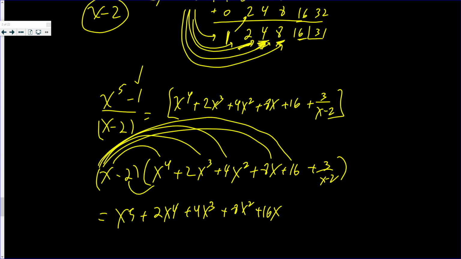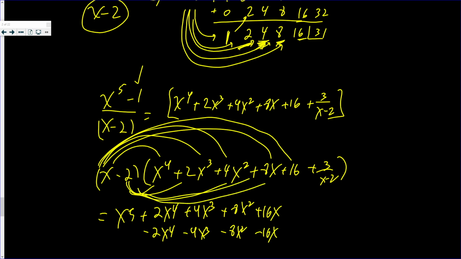Then I'll distribute the 2, negative 2. I'll put them underneath the others. Negative 2x to the fourth. Negative 4x cubed. Negative 8x squared. Negative 16x. Minus 32. Plus this times that. X minus 2 times 3 over x minus 2 is just 3. Plus 3.